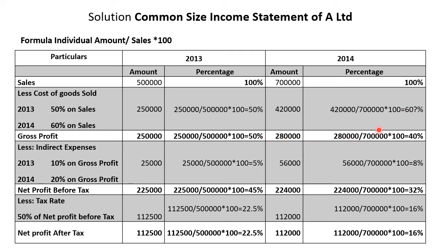Next it is 2,80,000, that is gross profit, divided by 7 lakh into 100. I get 40%. Next it is 56,000 divided by 7 lakh into 100. I get 8%. Next it is net profit before tax, 2,24,000 divided by 7 lakh into 100. I get 32%. Okay, next it is tax rate, 1,12,000 divided by 7 lakh into 100. I get 16%. The same 16% will be applicable over here. If you do this much, your common size income statement is perfectly correct.